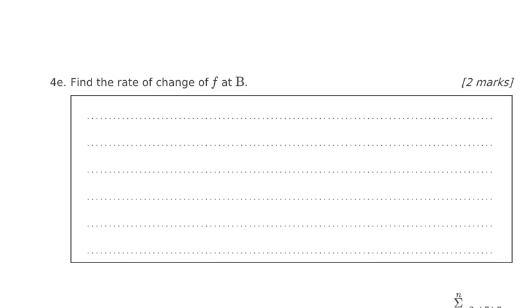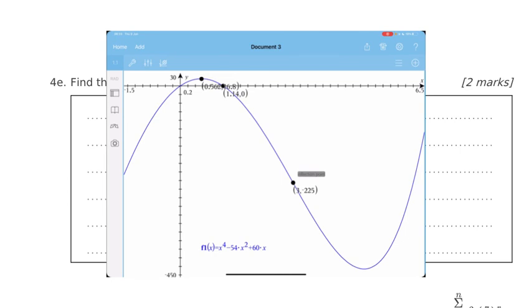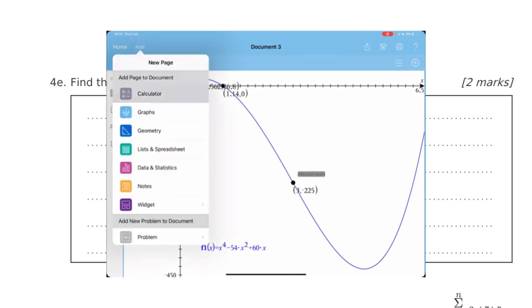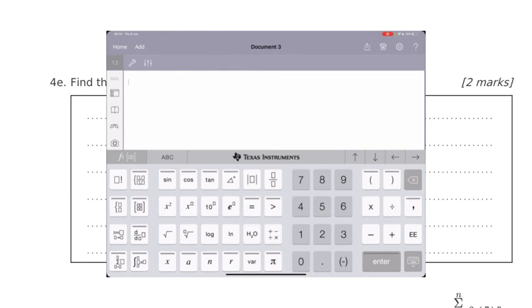4e, find the rate of change of f at B. A rate of change is a differential. So we want f dash 3, which we can do on our GDC. On your GDC, add a calculator page, and you want the differential of x to the power of 4 minus 54x squared plus 60x at x equals 3.